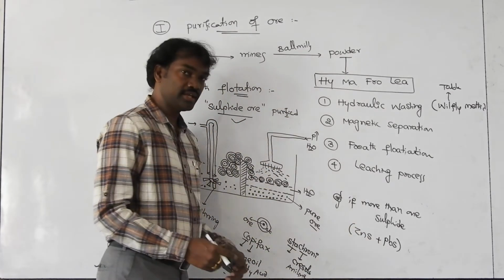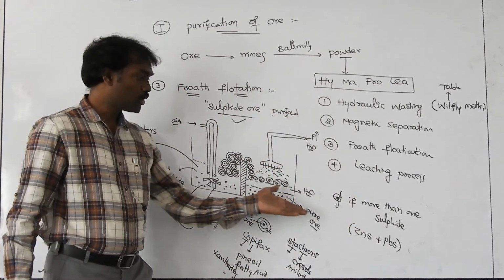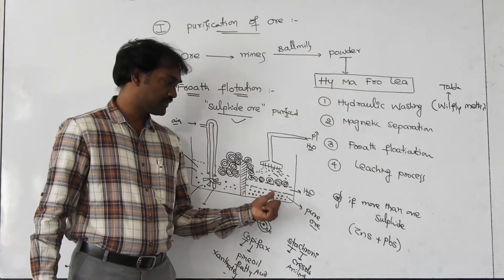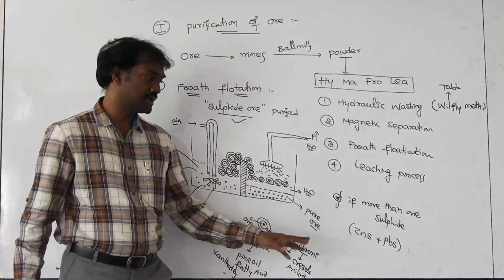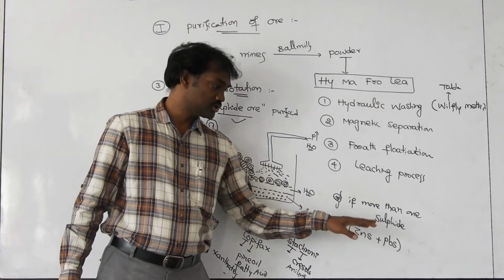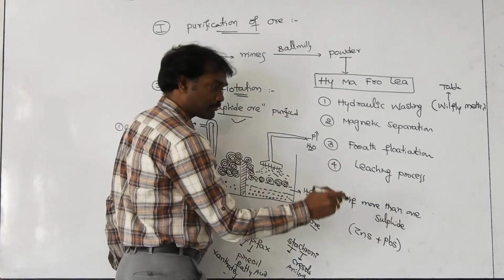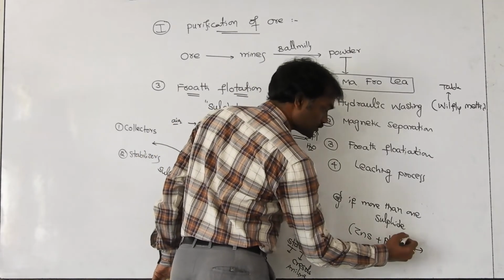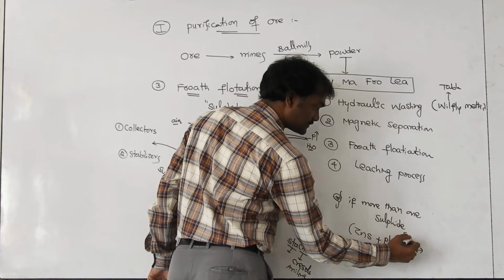Suppose you are doing this process, so both are coming. Again, zinc sulfide and lead sulfide both are coming, which means you can't separate these two. So that's why one we can suppress. So we are using the suppressants.